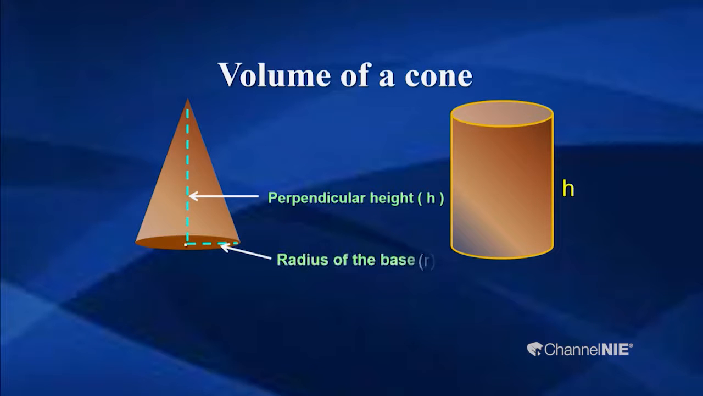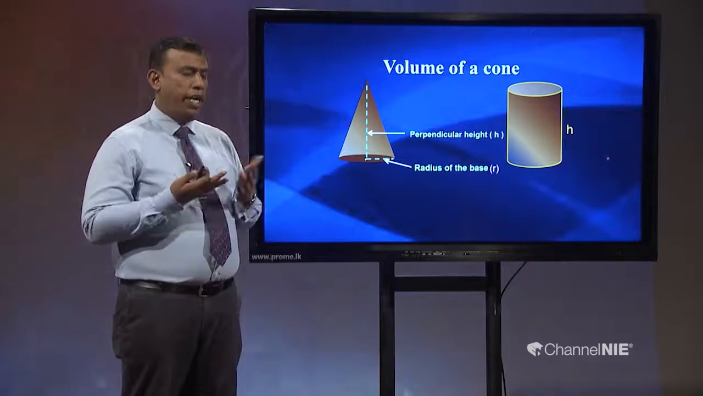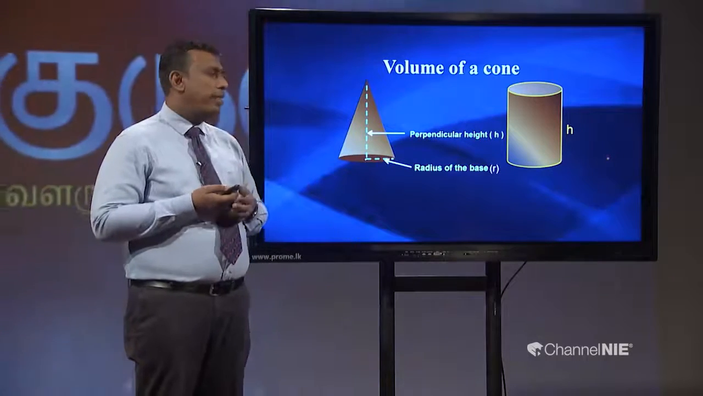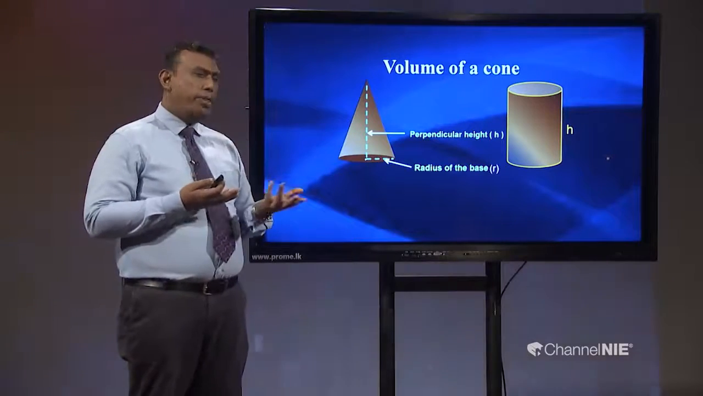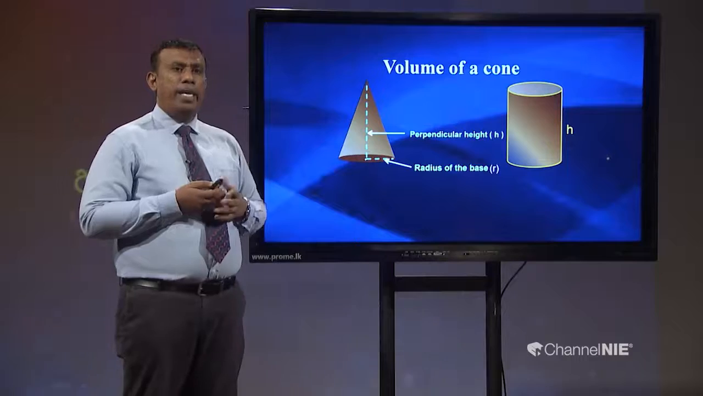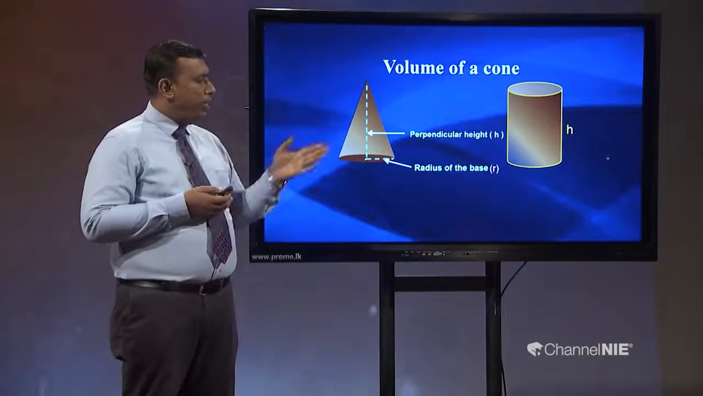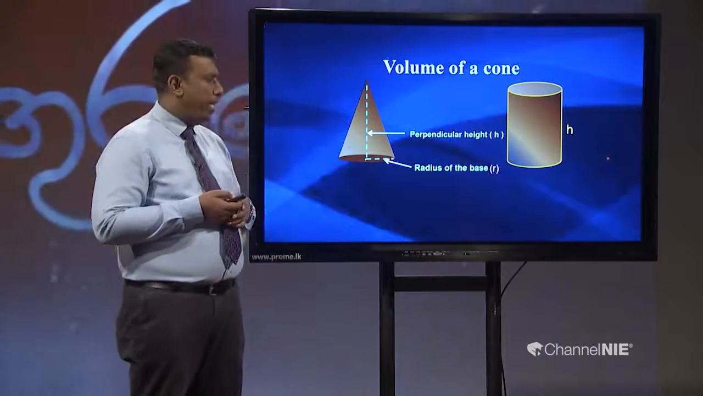Okay, then this one is the radius of the base, represented by simple r. These are the permanent letters we use to represent these values. Perpendicular height we normally represent by simple h. The radius of any circular part is represented by r.